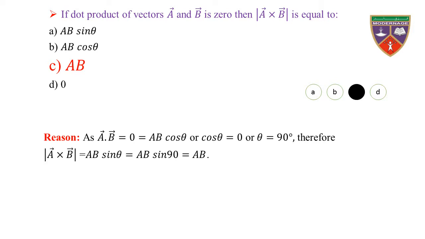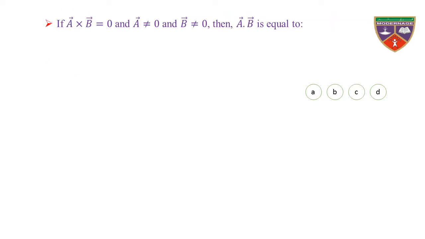Reason. As A dot B is equal to 0, which is equal to AB cos theta, or cos theta is equal to 0, which means that theta is equal to 90 degree. Therefore, the magnitude of A cross B is equal to AB sin theta, which is equal to AB sin 90, which is equal to AB. Hence, the magnitude of A cross B is equal to AB.